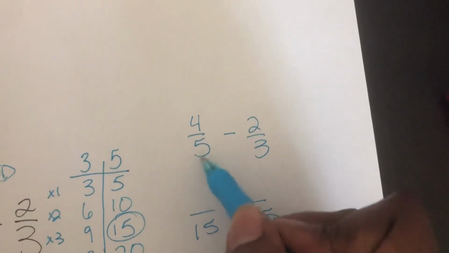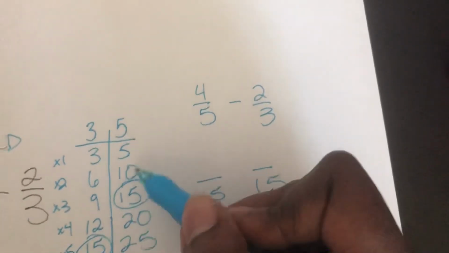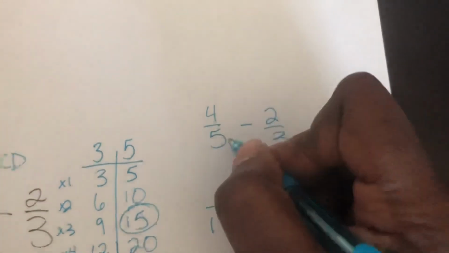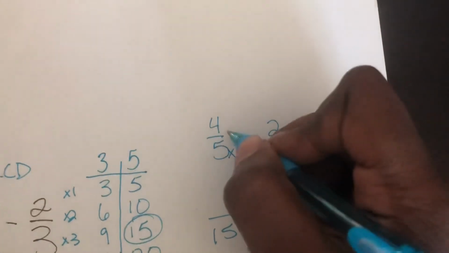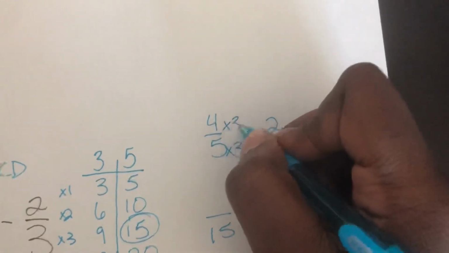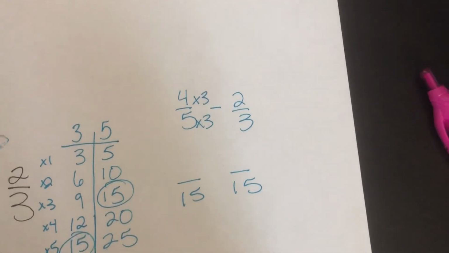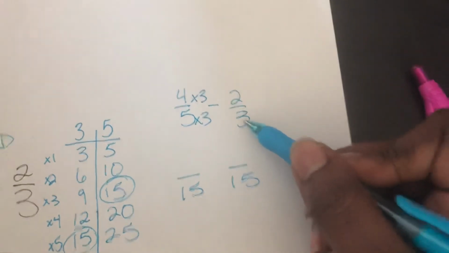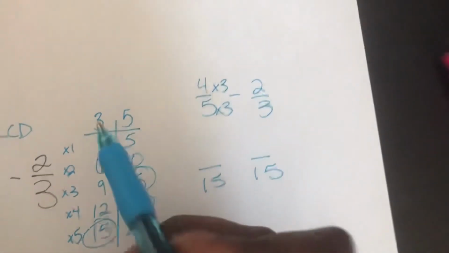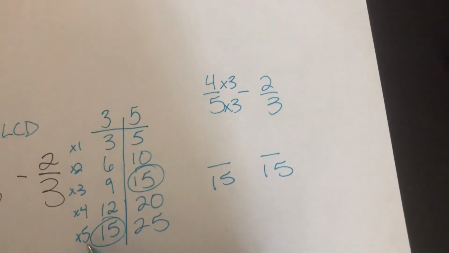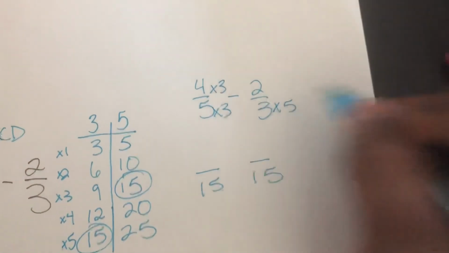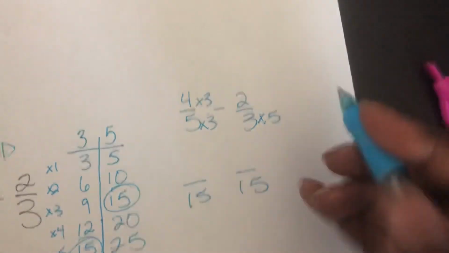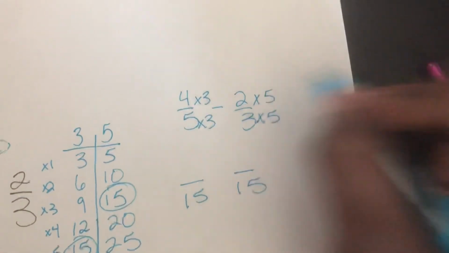So right here for our 5s, we said that it took doing 5 times 3. So we did like that in order to get this. Whatever you do to the bottom of a fraction, you automatically have to do to the top. And then same type of thing here. So right here on the 3s, we said that it took doing 3 times 5 in order to get 15. So that's what we did in order to get that, and then we rewrite it up here.